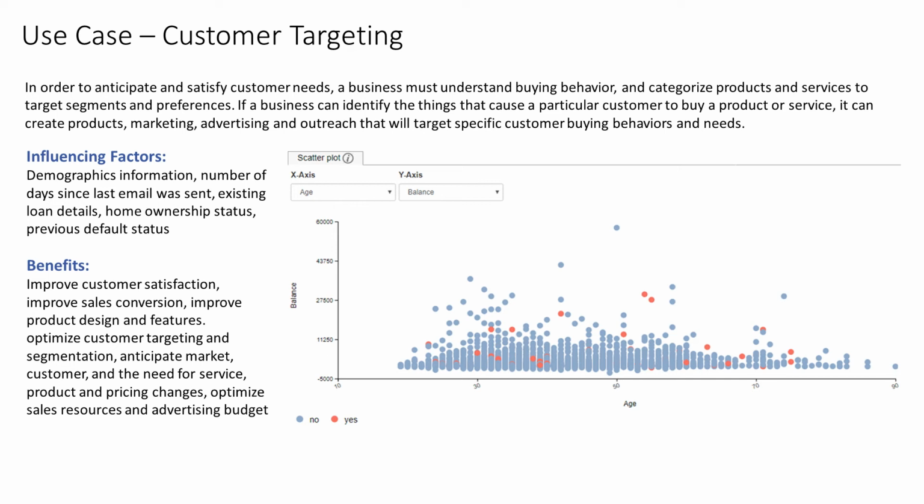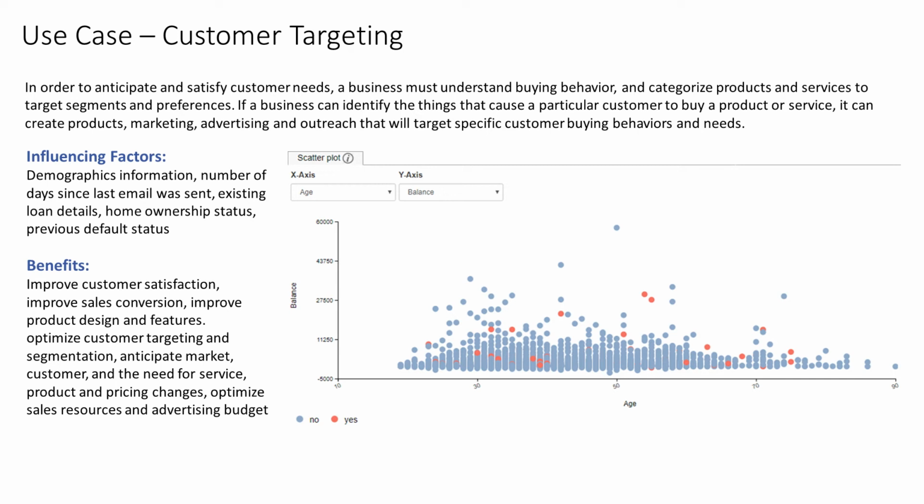In this particular use case, the analysis looks at home ownership and the customer need for loans and mortgages, what type of customers will default, which market segment will respond to a particular type of marketing, and other factors. To perform this type of analysis, the business might look at demographic information, the number of days since the business last sent an email to the customer, the existing loan or account details, current home ownership status, and the customer's previous default history.